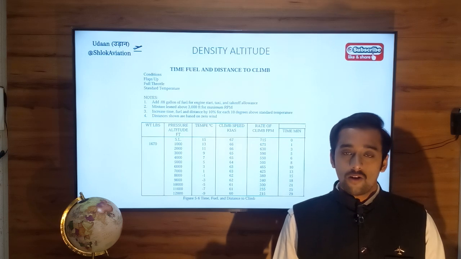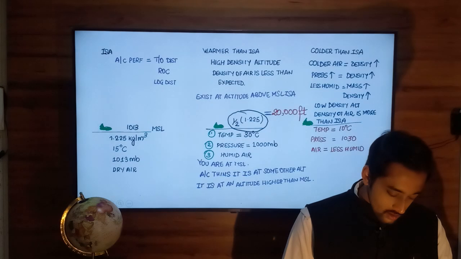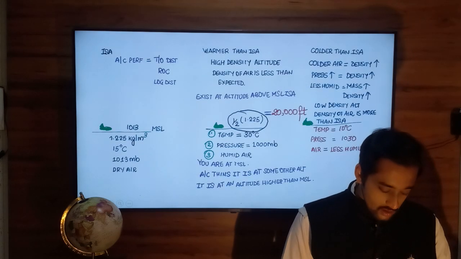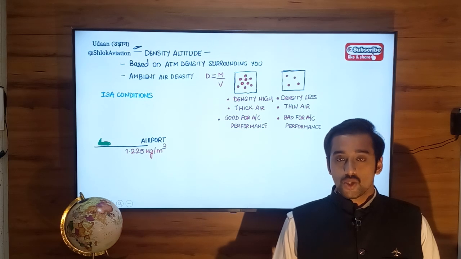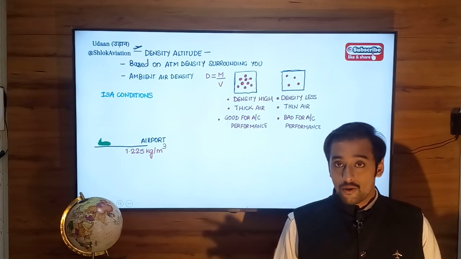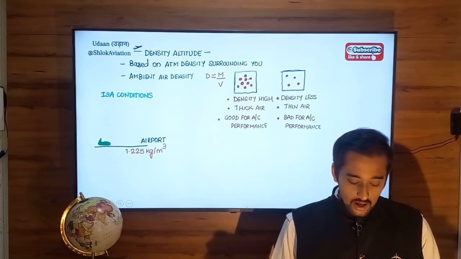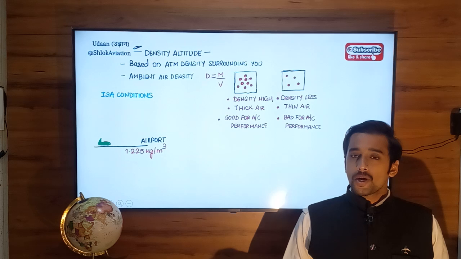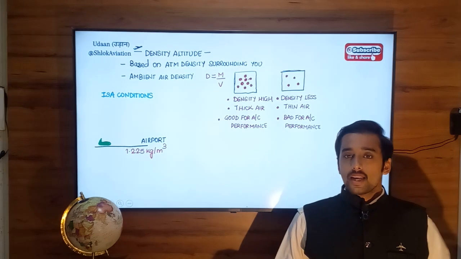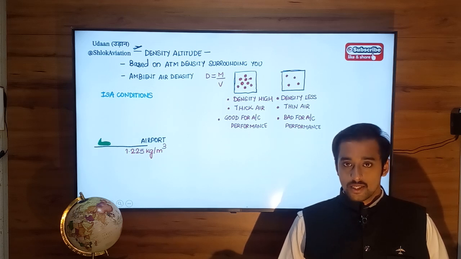Moving on, so far we have seen how density altitude is based on the atmospheric density surrounding you, the ambient air density. Otherwise, in the case of true altitude, pressure altitude, and flight level, we have altitudes based on pressure. In the case of density altitude, we have altitude based on density.